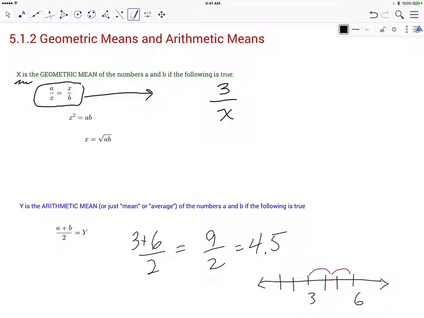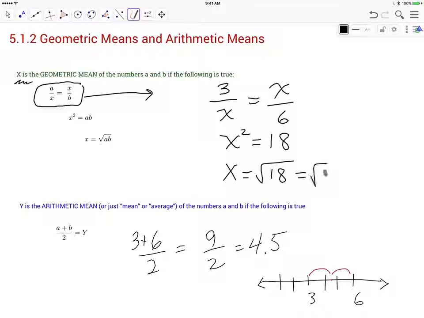So let's put an example together. I am saying that the geometric mean between 3 and 6 is figured out this way. 3 relates to x the same way that x relates to 6. And that means that x squared, maybe I can choose a better set of numbers in a second, x squared is equal to 18. And so x is the square root of 18. Just remembering this, this is root 9 times root 2, or 3 times root 2.